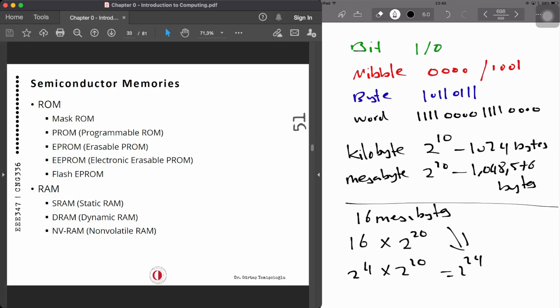There are different types of memories like mask ROM, PROM, EPROM, EEPROM, flash ROM, which we are going to talk about, and static RAM, dynamic RAM, and non-volatile RAM in a minute.